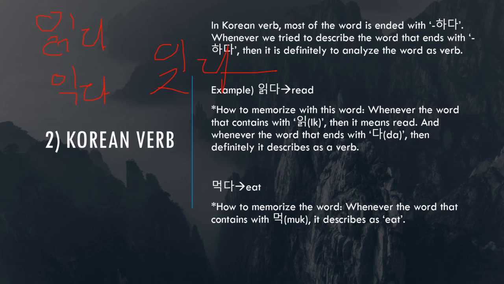Okay, let's go to the next one. 먹다. Okay, so what do you mean by the word 먹다? 먹다 means to eat. So whenever we analyze this word, whenever a word ends with ta, it becomes a verb. And 먹 means to eat, right? Okay, let's go to the next page.